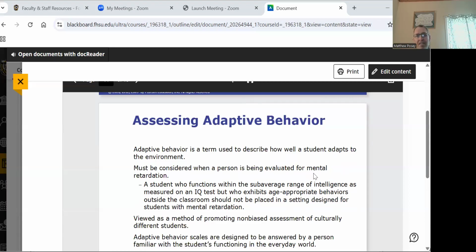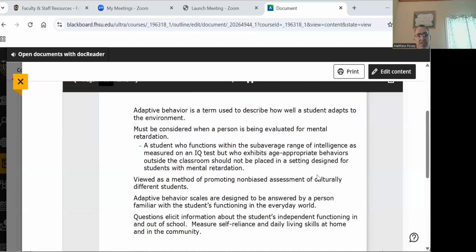It still has the MR on there, but intellectual disability, for sure, we want to use adaptive. A student who functions within a sub-average range of intelligence as measured by the IQ test, but who exhibits age-appropriate behavior outside the classroom on the score I get from this adaptive behavior, shouldn't be placed in a setting designed for intellectual disabilities.